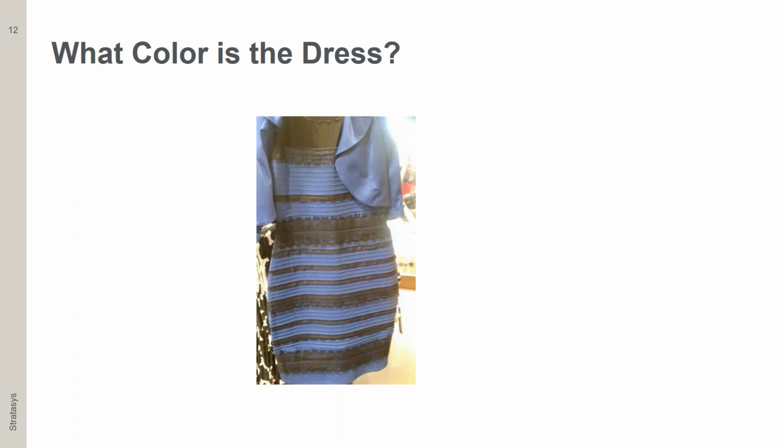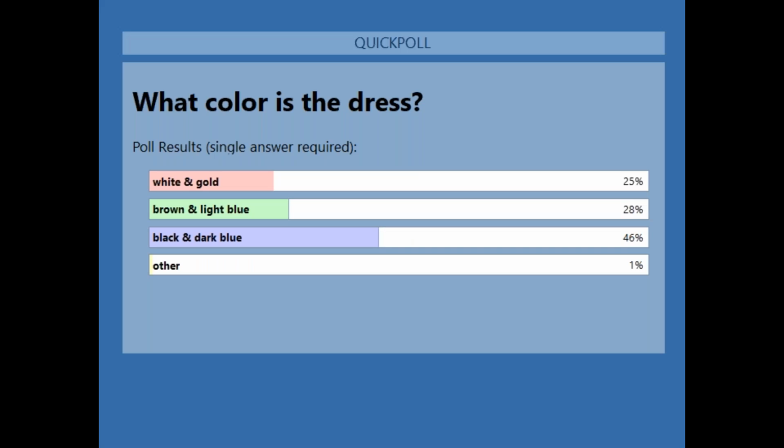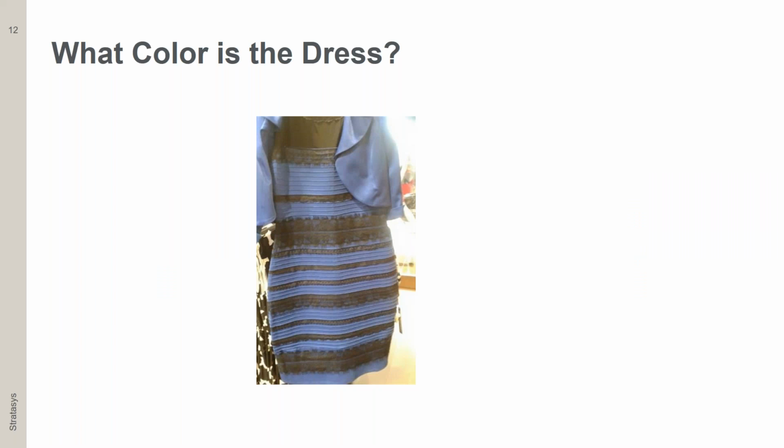Good. So, we have a winner. It's fascinating, really, because to me it's clearly white and gold, and so many people see it differently. It's interesting. For me, it's light blue and brown. But the majority of you see it dark blue and black. Interesting that we see different colors, right?